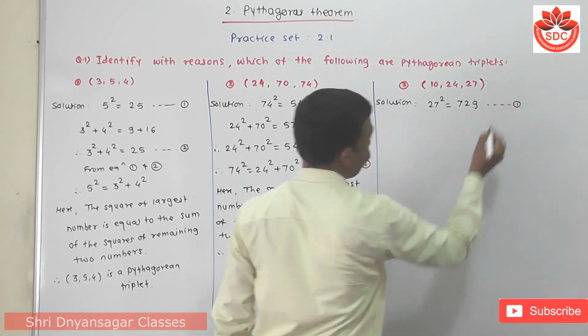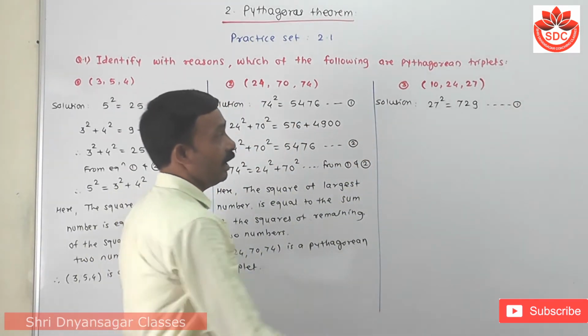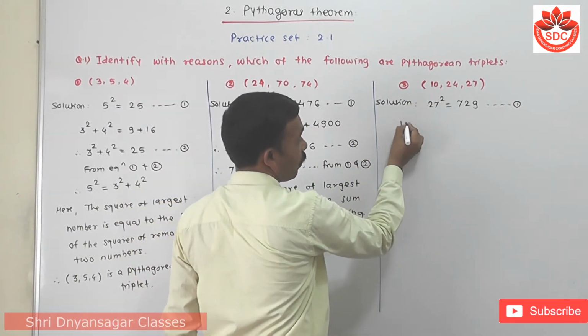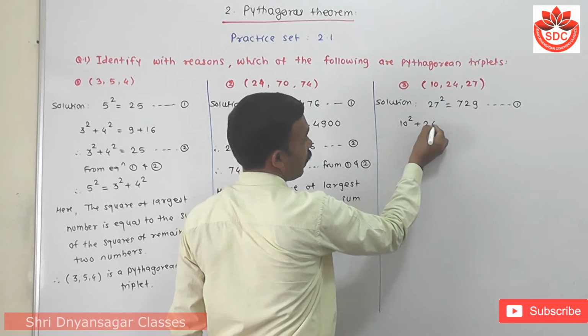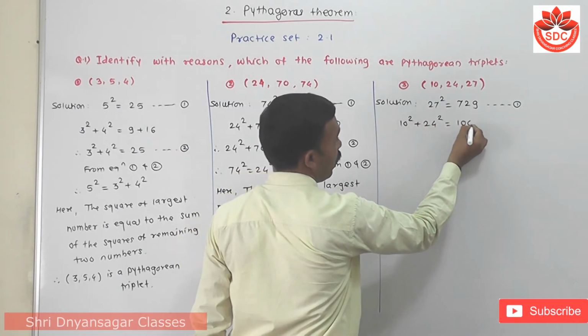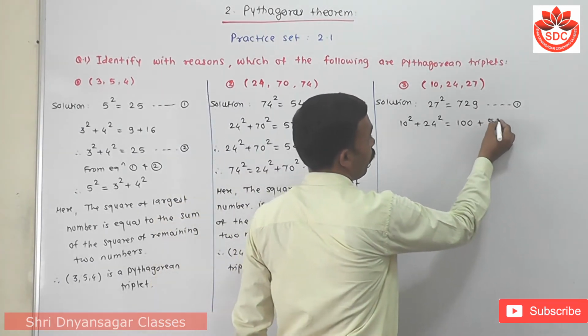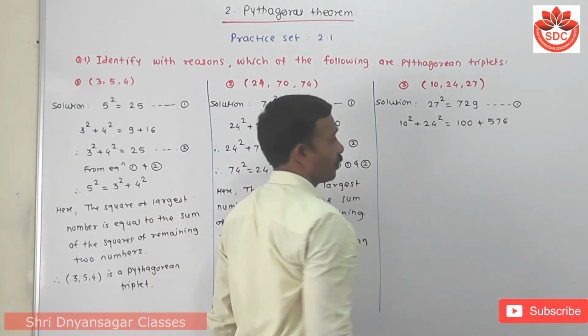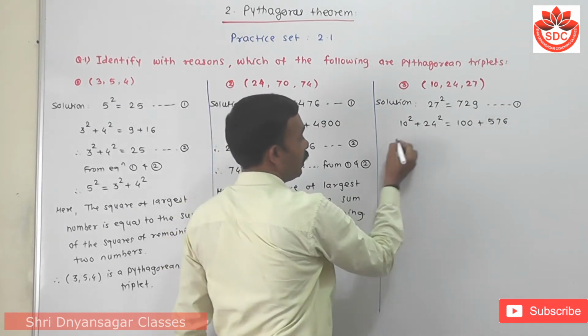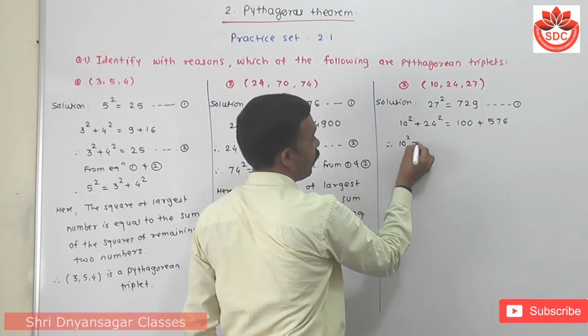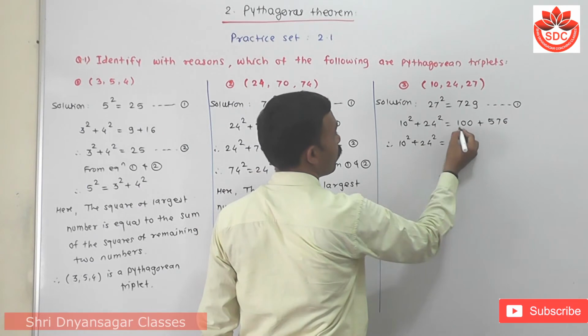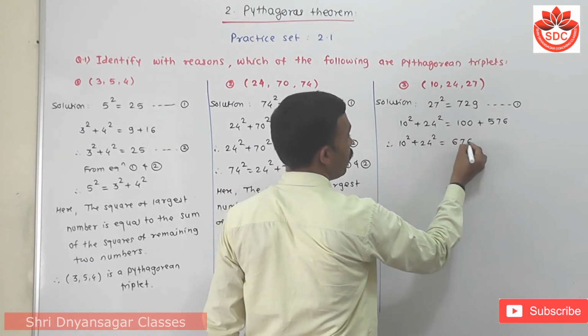Let this be equation number one. Then we take the sum of the squares of the remaining two numbers, that is 10 square plus 24 square. 10 square is 100, plus 24 square, as all of you know, is 576. Now students, we take the addition: 10 square plus 24 square equals 676.